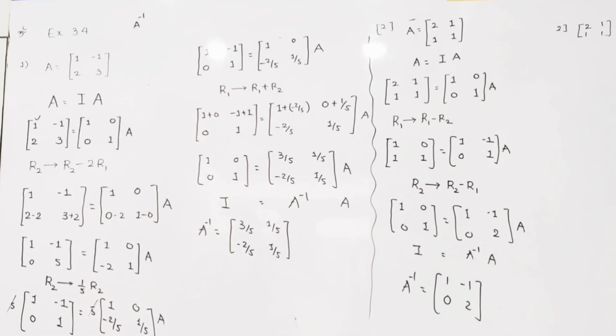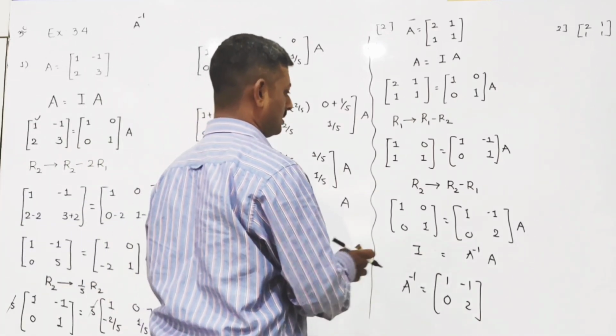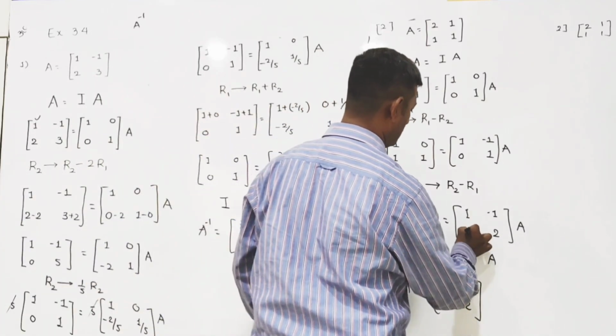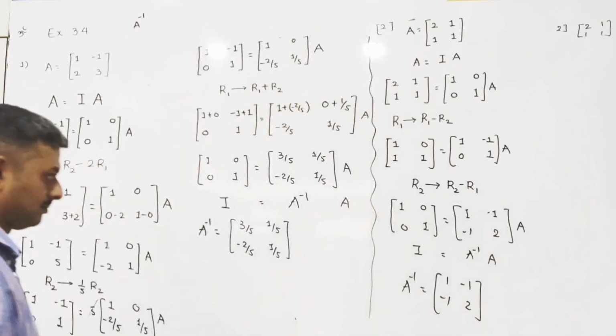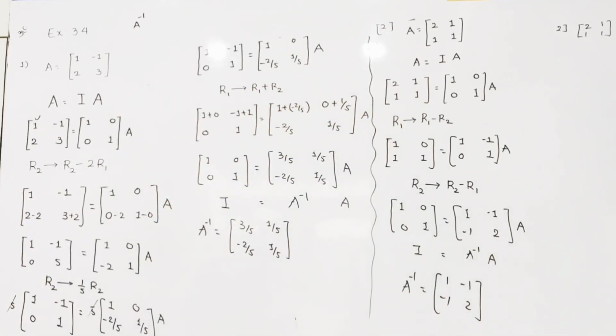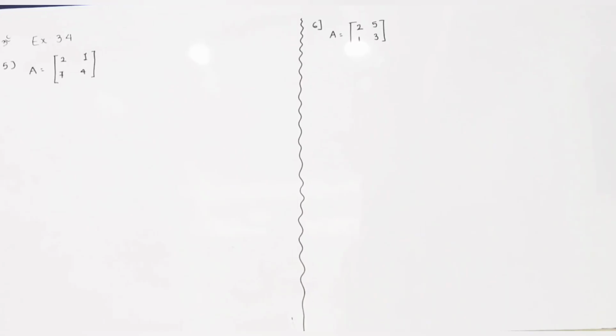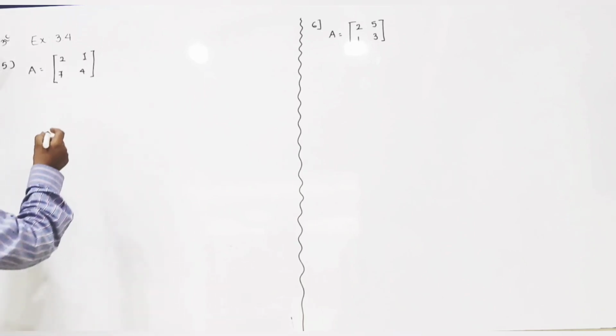Now here what we have to do, row 2 minus row 1. So here it will become minus 1. So minus 1. Okay. Now, okay, this you have to copy, and this is our row echelon method to find A inverse. Now another two new examples are here, that is 5th and 6th.